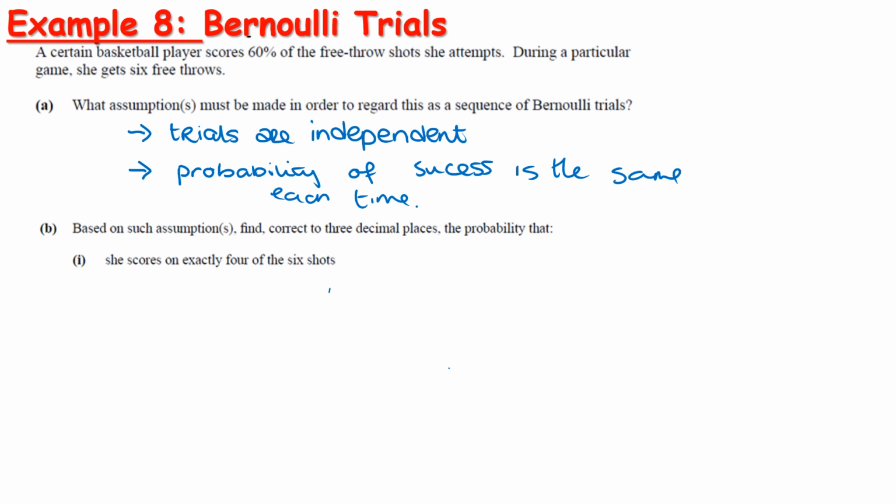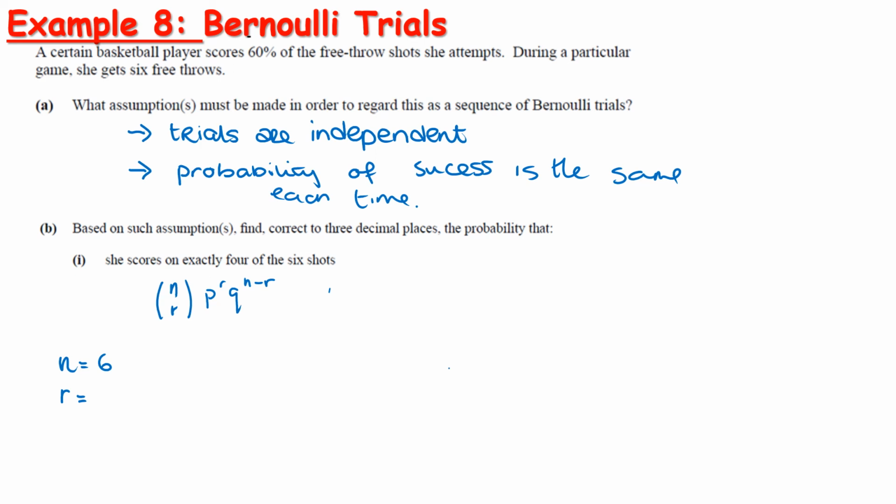Based on such assumptions, find, correct to 3 decimal places, the probability that she scores on exactly 4 of the 6 shots. So this is the one formula that we have in the log tables for probability. If you go to your log tables, it's up in the statistical section, page 33. This is the one formula that you do not need to know off by heart. And the formula is n choose r, p to the power of r, q to the power of n minus r, where n is the number of trials, 6, and r is the number of successes.